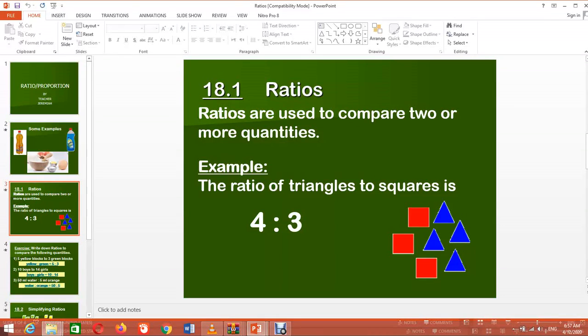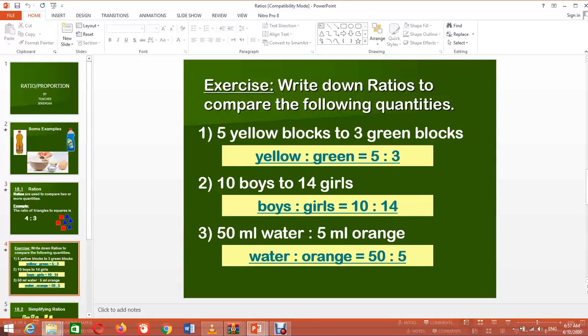So the ratio of triangles to squares is 4:3. Why 4:3? It is 4:3 simply because triangles are 4 and squares are 3. So if you are asked to write down the ratio of triangles to squares, it is 4:3.